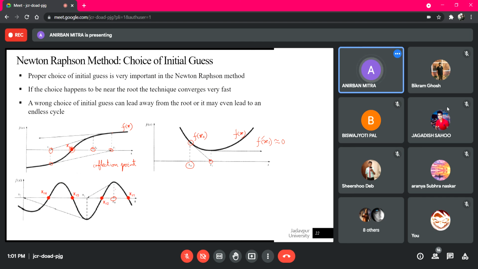But what happens here is that the tangent takes it to here, that tangent takes it to here, and you don't know where the next tangent is going to be. But the outcome is that it progressively leads away from all these roots. This is known as root jumping.